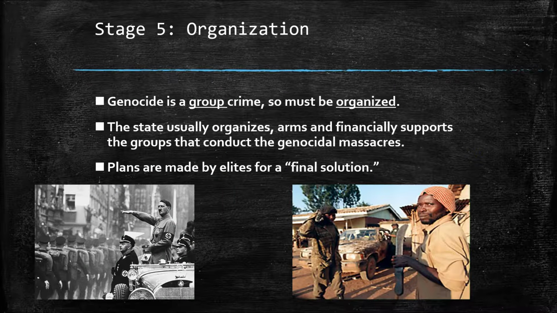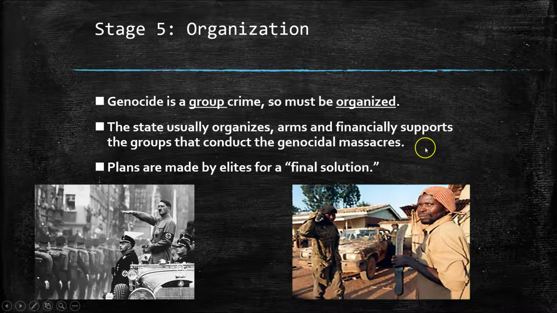Now, stage 5 is organization. Now, genocide is a group crime, so it must be organized. On a logistical level, it's very difficult, the planning of an elimination of a group of people. So the state will organize items such as arms. So, for instance, here in Rwanda, they are unloading a truck full of machetes.